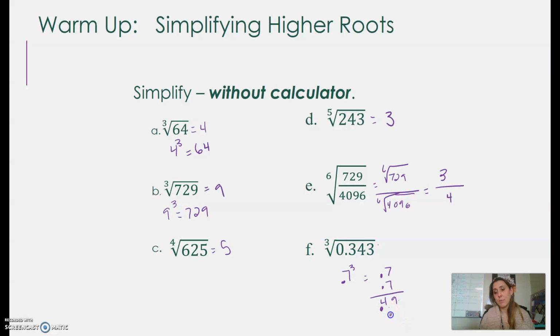And we're going to multiply by 0.7 again, and we get 343. And we need to move the decimal place 1, 2, 3. Okay, that's the answer we get, so 0.7 is correct.